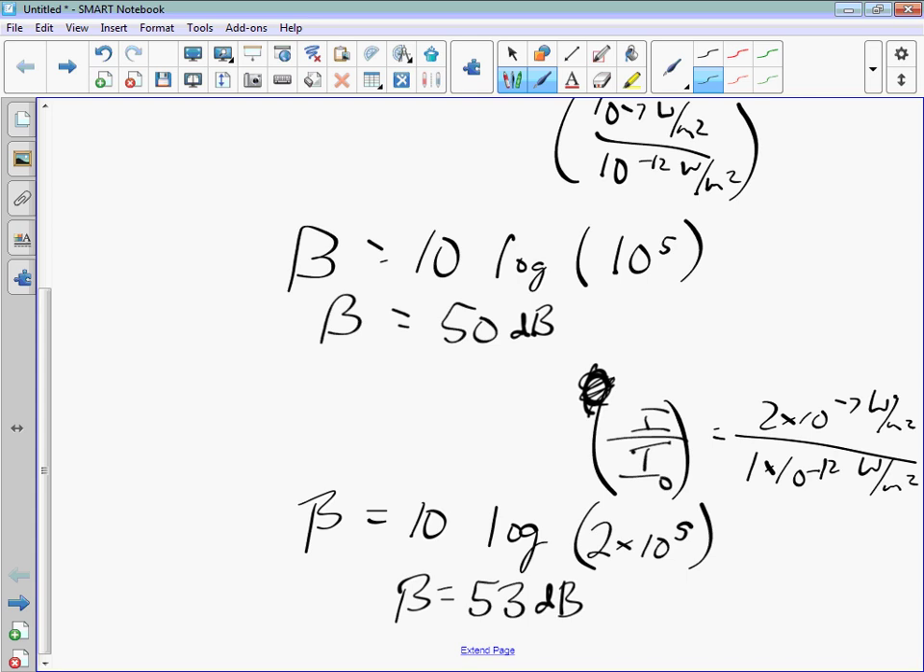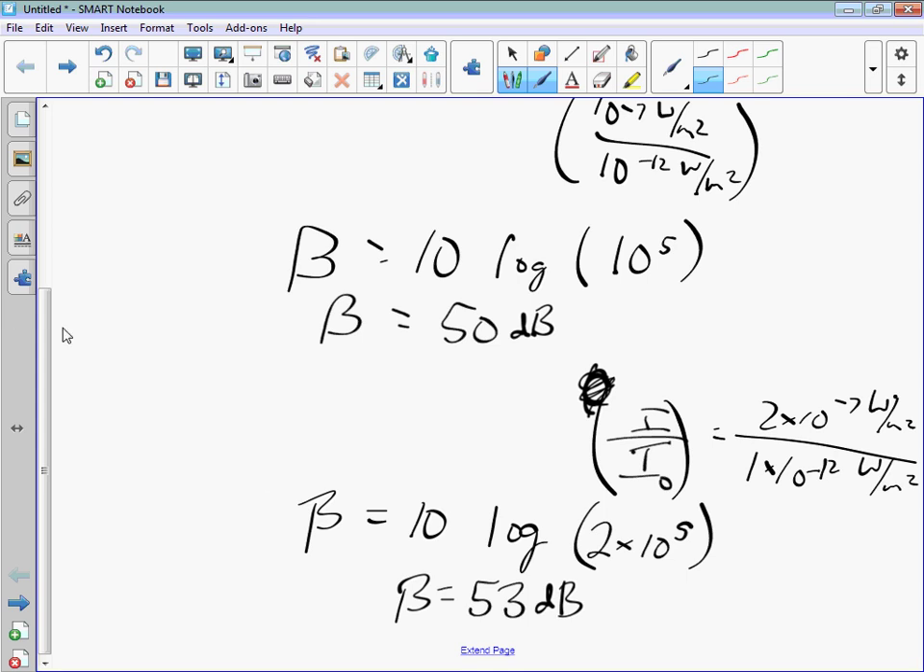So it might seem weird that you doubled the intensity of the sound and only went up by 3 decibels. But this is a logarithmic scale, where if you have a 60 decibel sound, that's 10 times a 50 decibel sound. A 50 decibel sound is 10 times a 40 decibel sound. Like other logarithmic scales, like the Richter scale and pH scale, and so on.